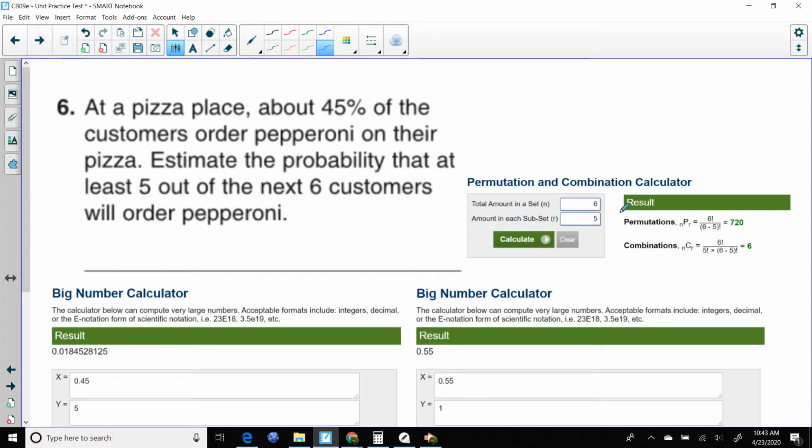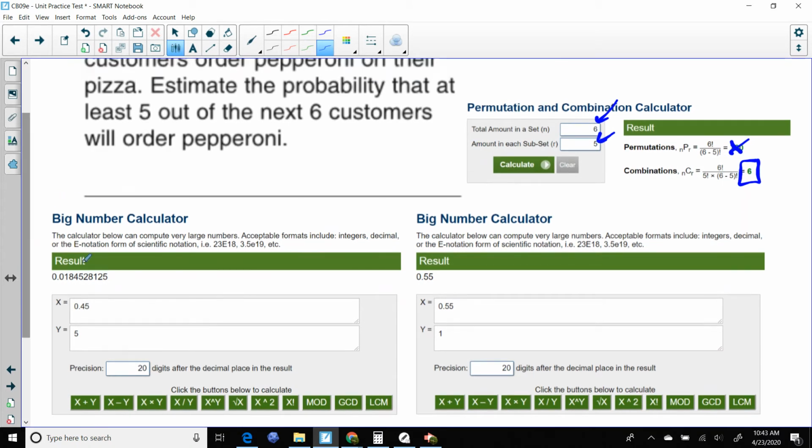So from the website, I plugged in 6 combination 5, and my combination just ends up being 6. Easy math. We're not going to use the permutation for this round, just the combination. If we scroll down, we find our big number.